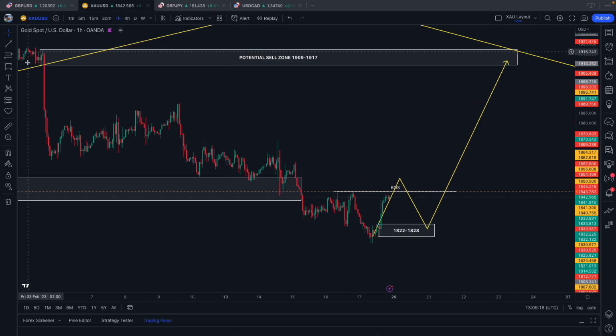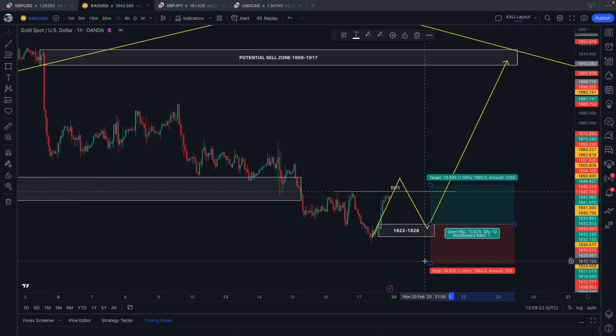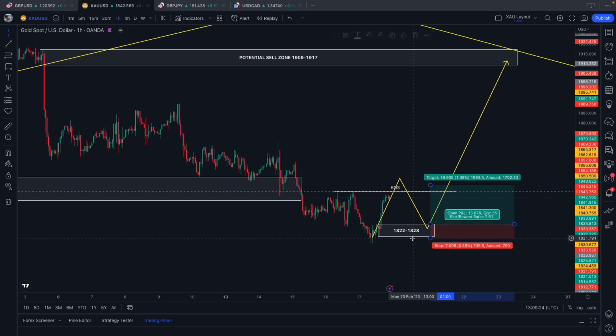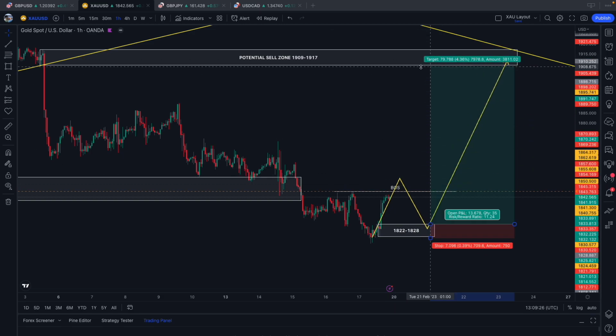So if we just get out a long position, say that we did enter here, stop loss just below the zone, take profit just below the potential sell zone, we're still walking away with a 1 to 11 risk reward ratio, and that is without fully refining our position. This is on a 1 hour time frame, so I could probably get a 15 and 5 minute entry, really refining my entry.